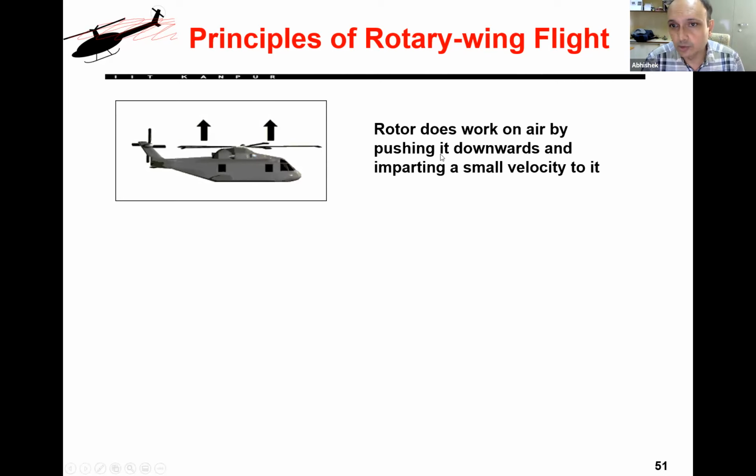It does work on air by pushing it downwards and imparting a small velocity to that. And because the area is huge, my m dot becomes very large. If my m dot is large, with a small v, I can generate an adequate amount of thrust to make my helicopter lift up. I hope all of you remember that analogy I gave you, where you can have a small control volume, and by just momentum balance, you can establish the efficiency of an aerial vehicle, and also write the equation of thrust generation.